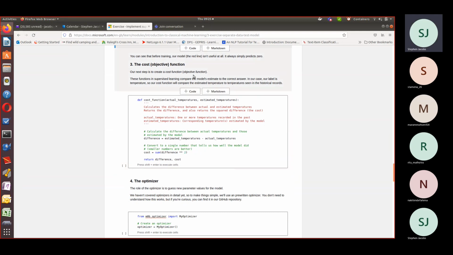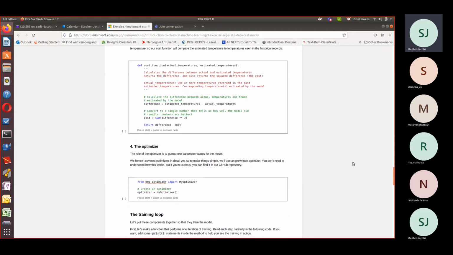Okay, so the next part of the code with supervised learning compares the model's estimate to the correct answer. In our case, our label is temperature. So our cost function will compare the estimated temperature to the temperatures seen in historical records. That's what this is about. So for each data point, it will estimate what it thinks the temperature should be according to our two parameters, our slope and intercept, which is initially set to 0, 0, and it will calculate a loss function. And then we have to consider what we do with that in terms of optimizing the model.